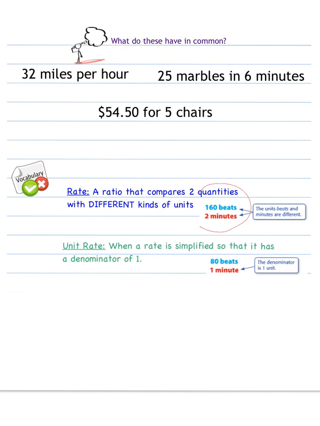So this was our rate. And then we went to a unit rate by turning our denominator, or the minutes, into 1 minute, which gave us 80 beats in 1 minute. So that is a unit rate.